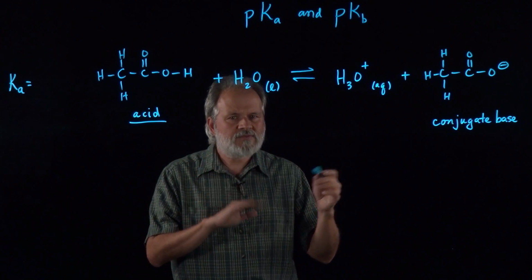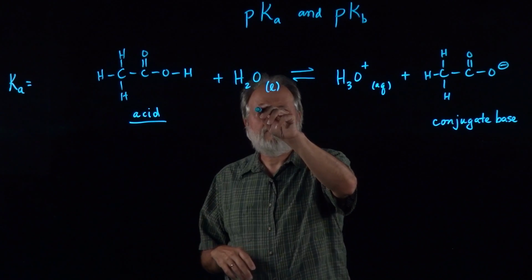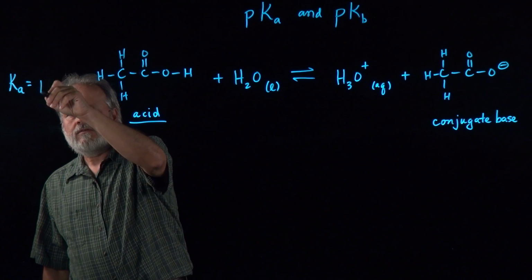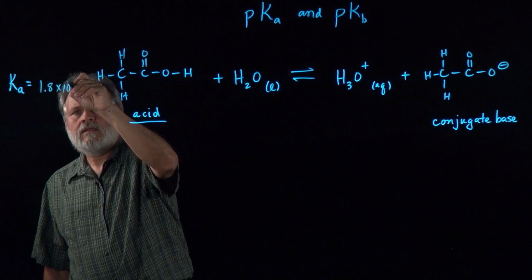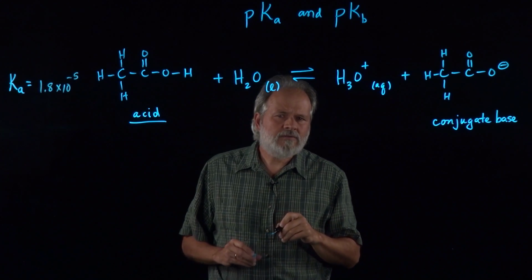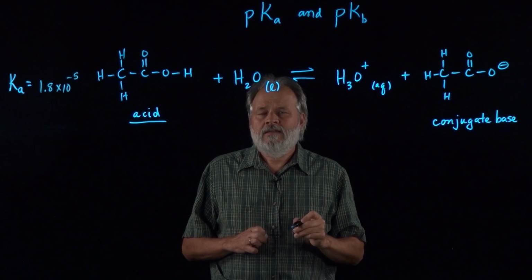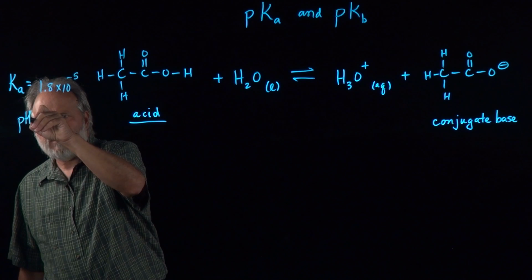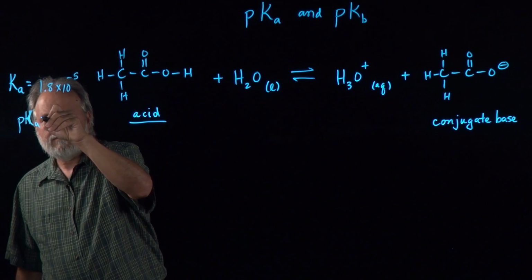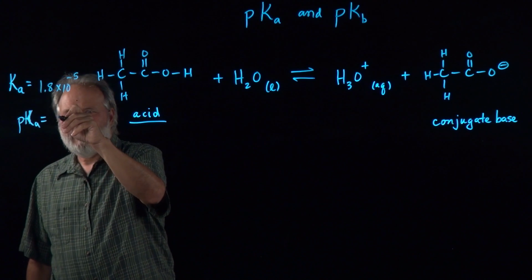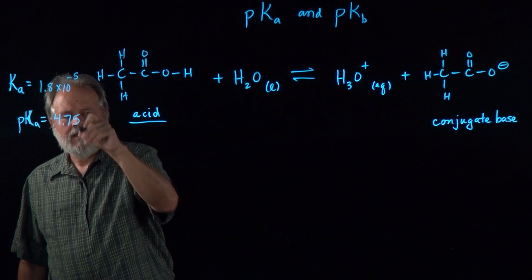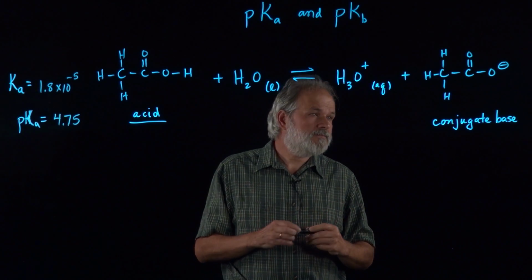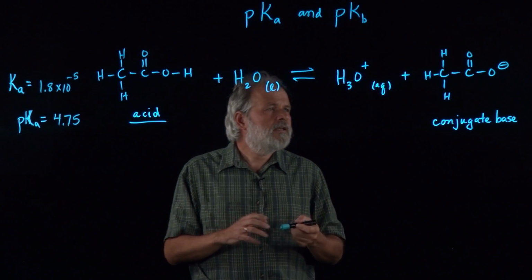No other reactants or types of products. You have to have H3O+, you have to have water as the other two parts. And for acetic acid, the numerical value of this equilibrium constant is 1.8 times 10 to the minus 5. pKa is just minus log of that, and you calculate it just like you would pH. 4.75. Again, it's the negative of the logarithm. So that's pKa of acetic acid. Okay, that's all very clear, I hope.